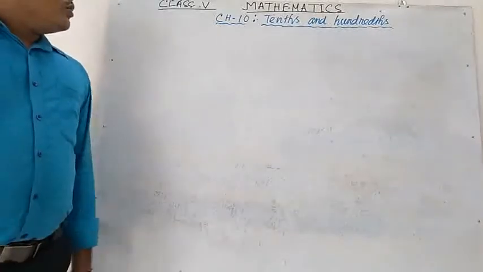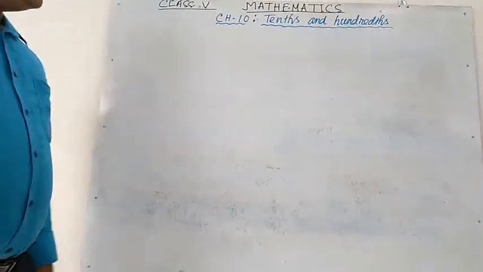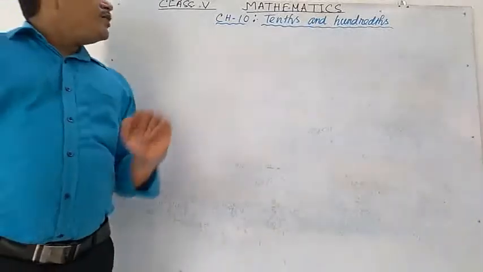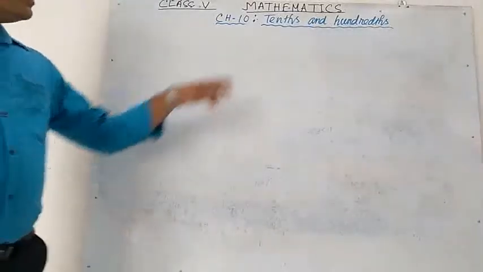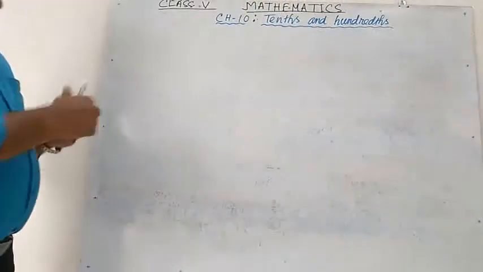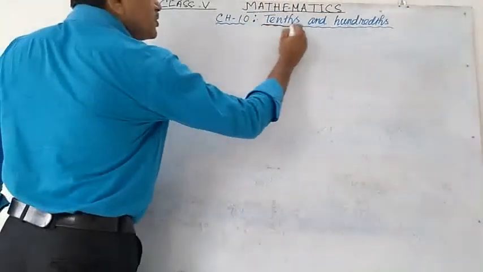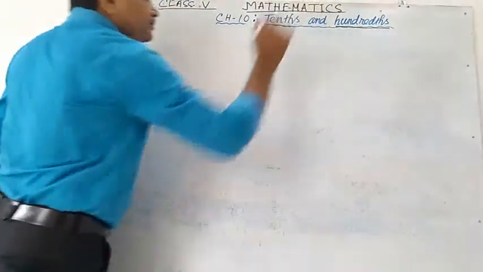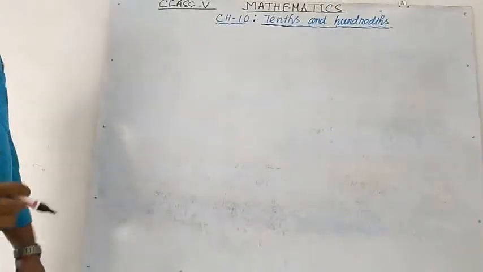Today we are going to start our new chapter, chapter 10, tens and hundreds. So, tens and hundreds. What is this?